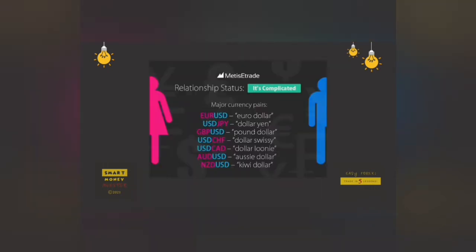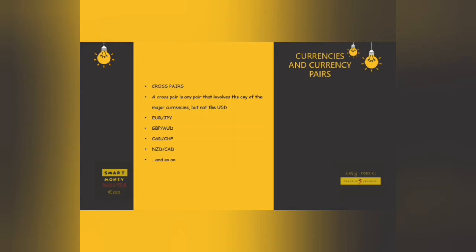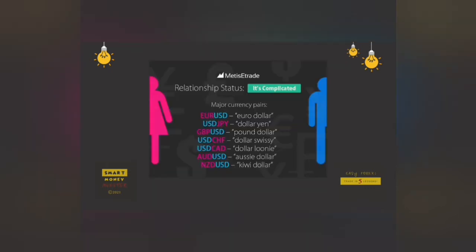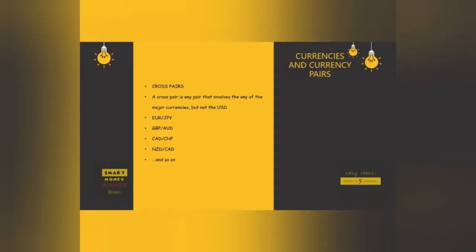Minor pairs, or cross pairs, of course. A minor pair is a combination of any of these major currencies that does not involve the US dollar. So if you pick any of these currencies that doesn't involve the US dollar, you have yourself a cross pair or a minor pair. So you have euro yen, you have pound Aussie, you have loonie Swissie, you have kiwi loonie, and so on and so forth. You can have as many combinations as possible.